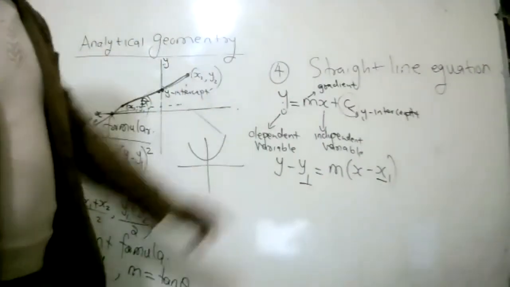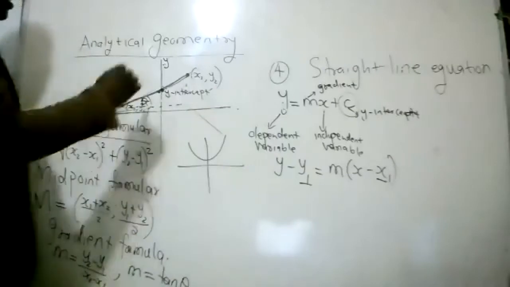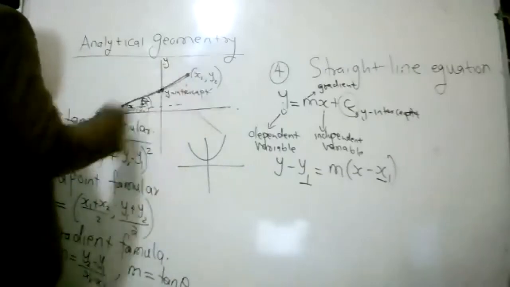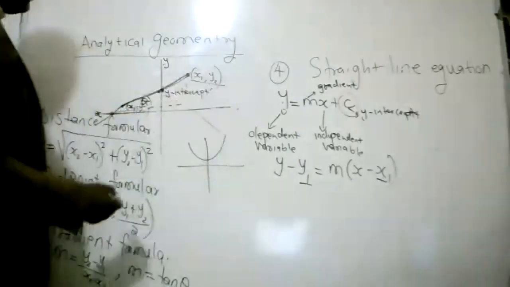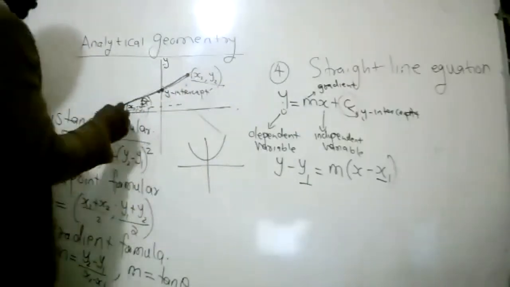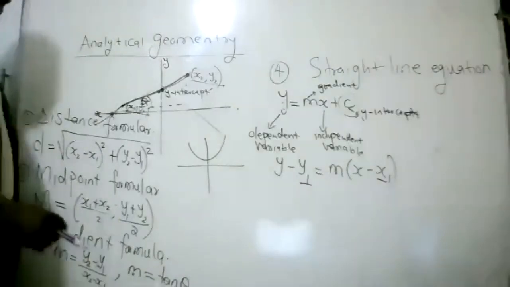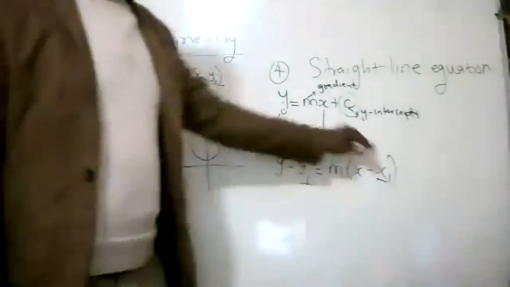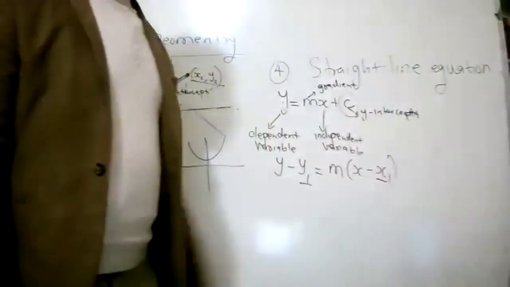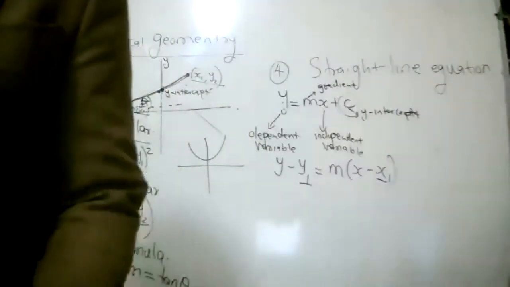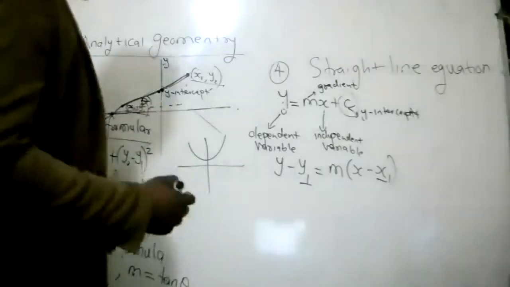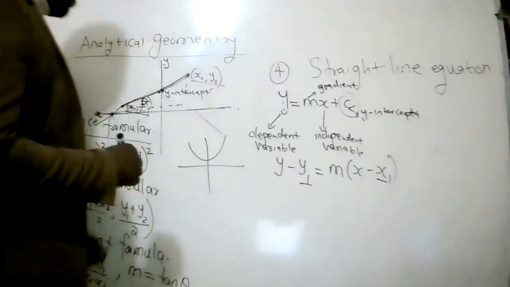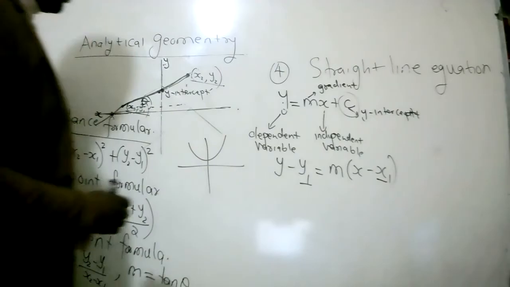What do x1 and y1 stand for? They stand for any of the points which you can be given along this straight line here. For example, we have this point x2, y2, and we also have this point x1, y1. Therefore, you can substitute them into this formula, and then you can calculate the equation of a straight line. Then from there, let me talk about the y-intercept and the x-intercept.